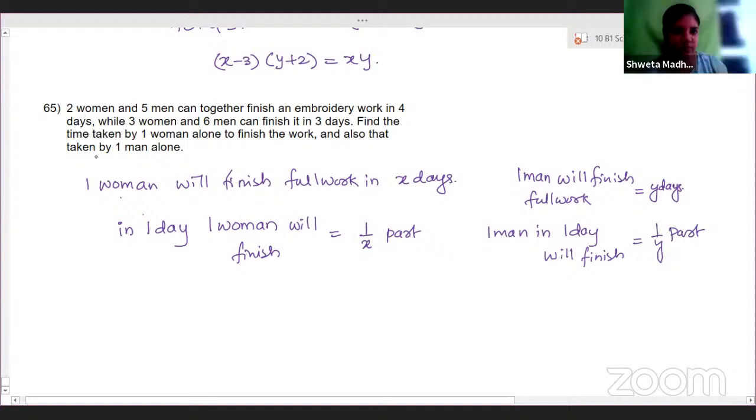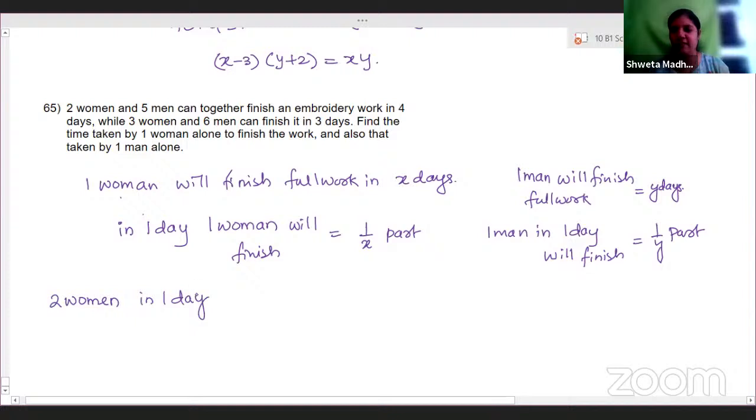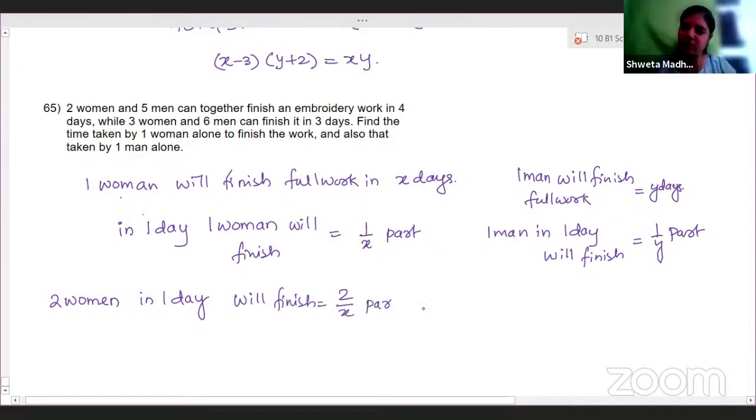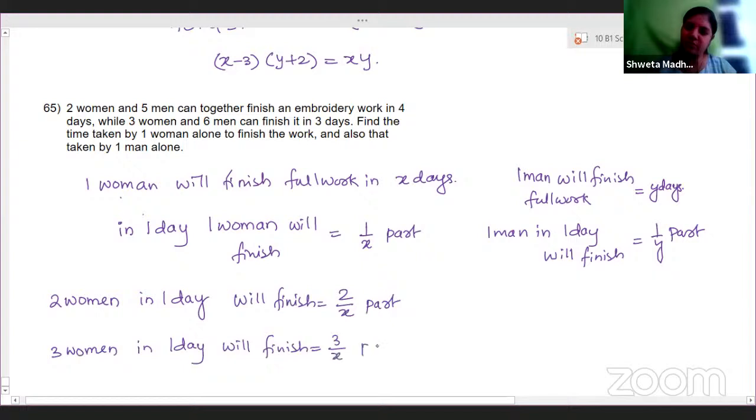Now, two women are working. In the first case, two women, 2 into 1 by X. We are considering everything for one day. So two women in one day will finish how much part of the work? 2 by X part of the work will be finished. And in the second case, three women: 3 into 1 by X, in one day will finish 3 by X part of the work.